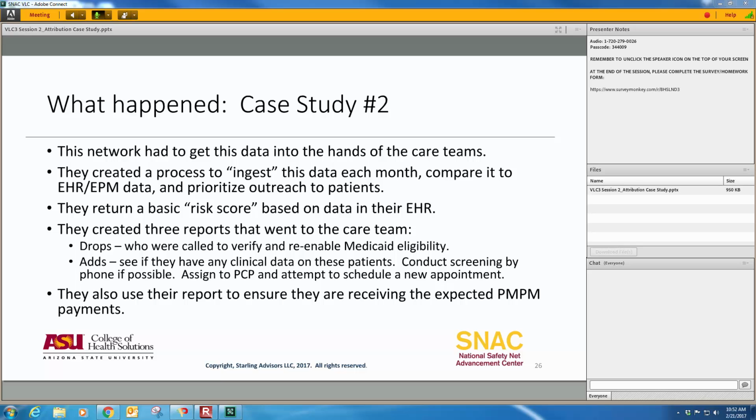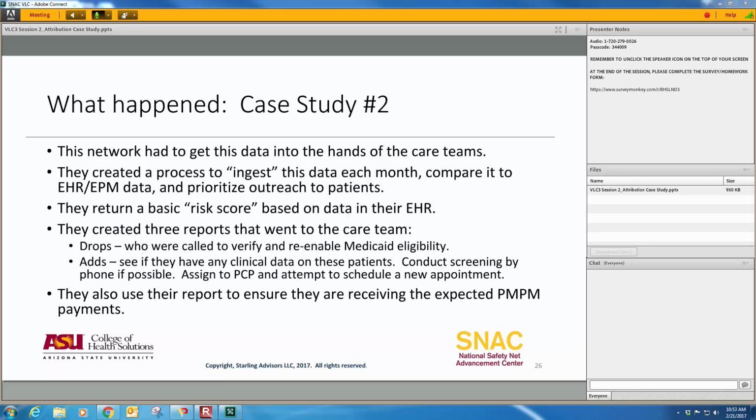They actually did spit back a risk score, a very simple risk score, something that indicated whether the patient had certain chronic diseases that were of interest, as I mentioned. And once they built that infrastructure, which was all done in a SQL-style database, they were able to create a set of important reports that went out to the care teams on a monthly basis. The drops were then called to verify, and typically it was a Medicaid eligibility issue, so they'd get them re-enrolled. That was a priority every month. The teams had to see the drops.